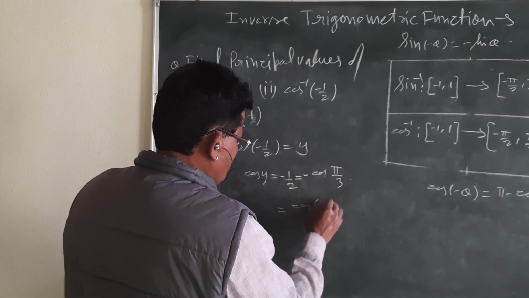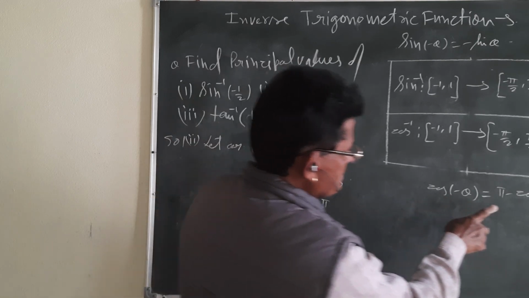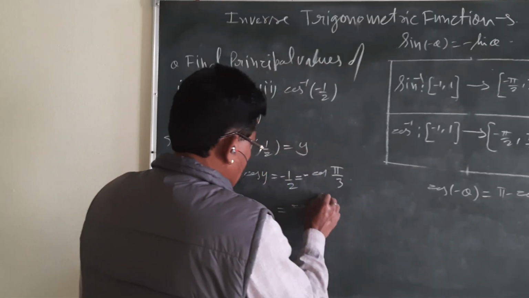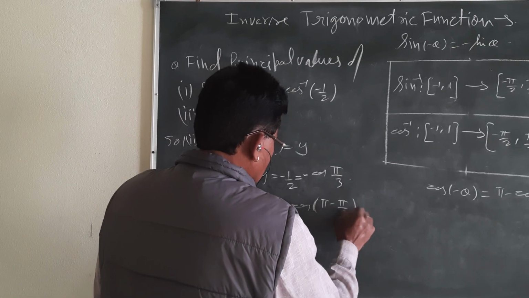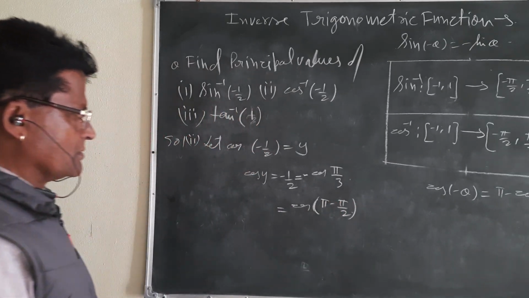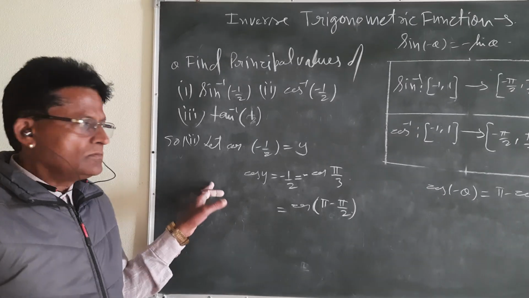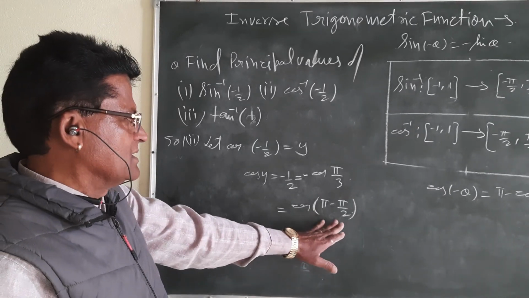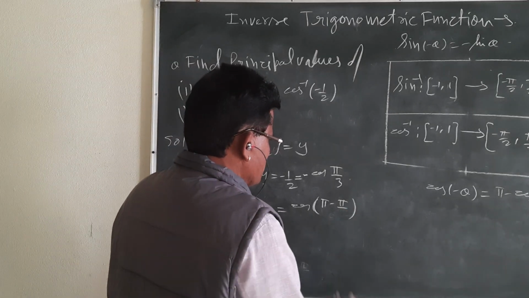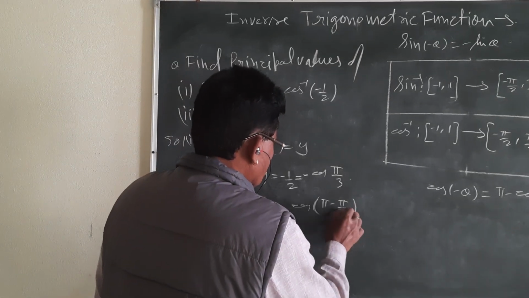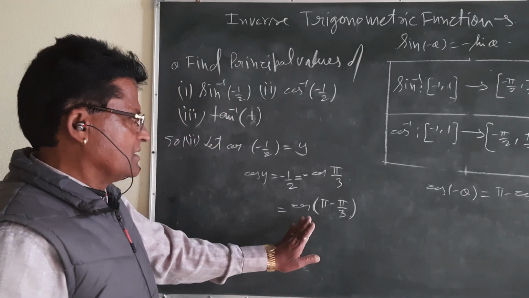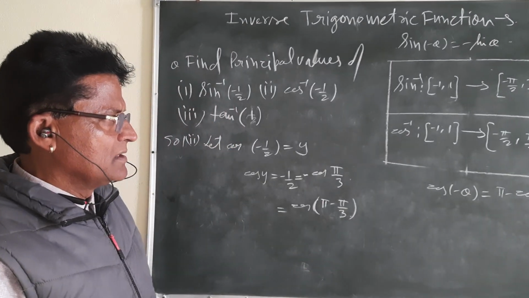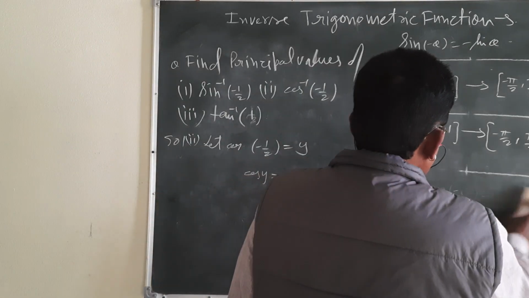And cos, pi minus pi by 3. Okay? You must check it. Pi minus pi by 3, not pi by 2, pi by 3. Because cos of 180 minus theta will be minus cos theta. This thing you must keep in mind.